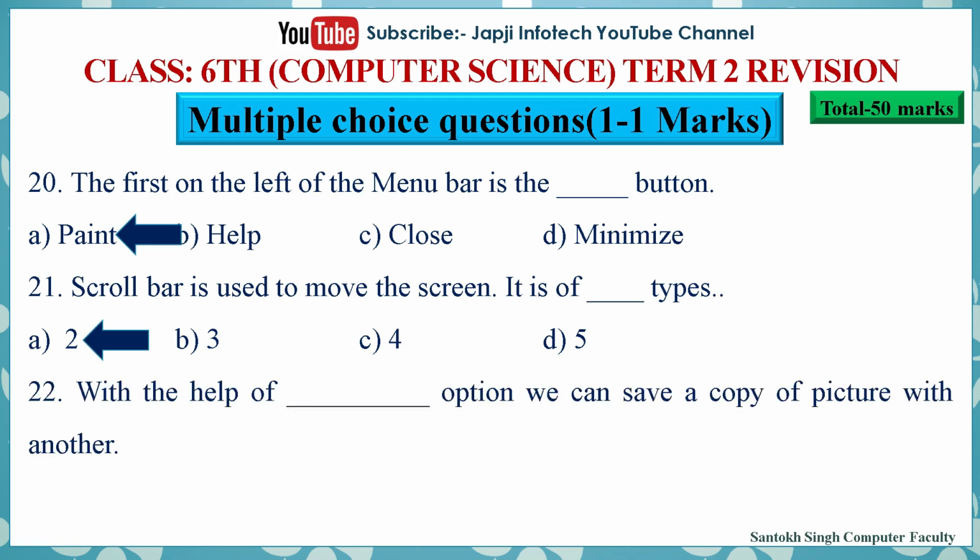And the 22nd one is: with the help of dash option we can save a copy of picture with another, and their options are save as, open, new, and the last one is exit. And the right answer is: with the help of save as option we can save a copy of picture with another.